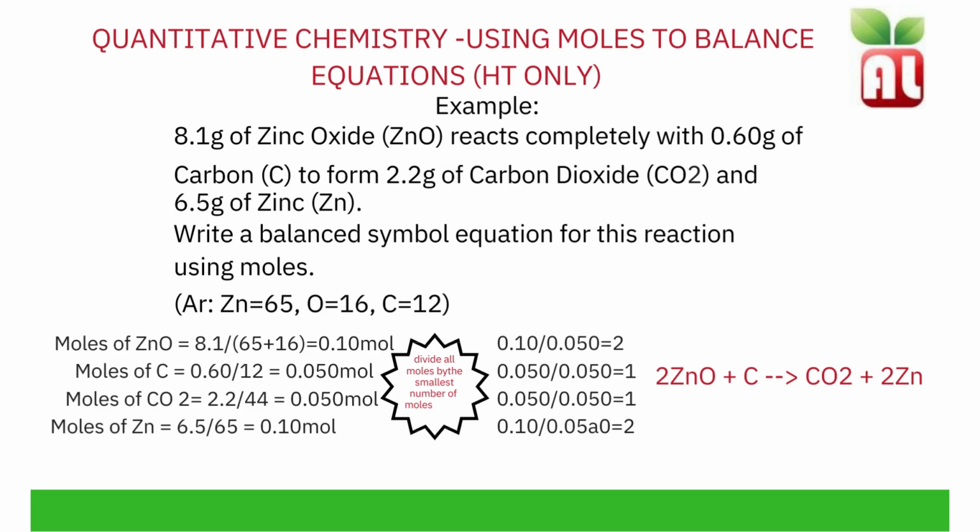0.05 divided by 0.05 would give you 1. Therefore, we have 2 moles of zinc oxide, 1 mole of carbon, forming 1 mole of carbon dioxide and 2 moles of zinc. Balanced formula equations are incredibly important in chemistry, as you can use balanced symbol equations to work out the amount of substance in grams that you are expected to produce in a chemical reaction.